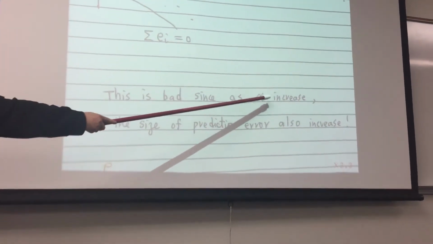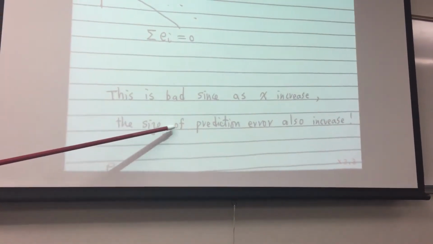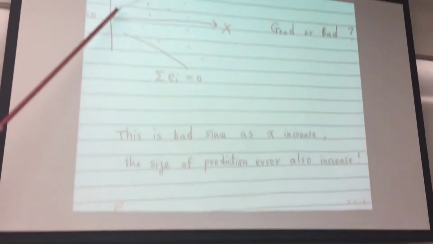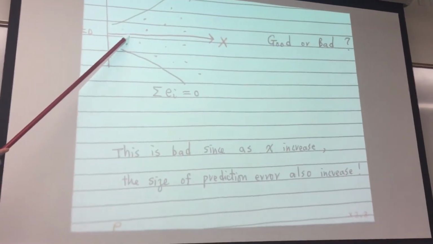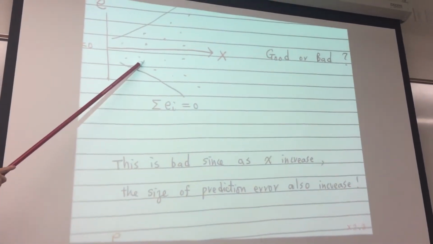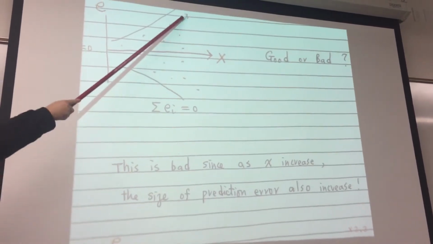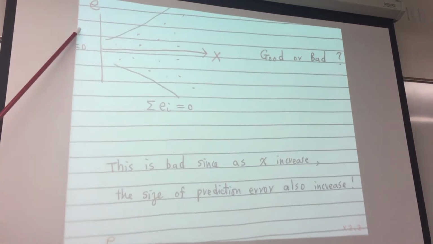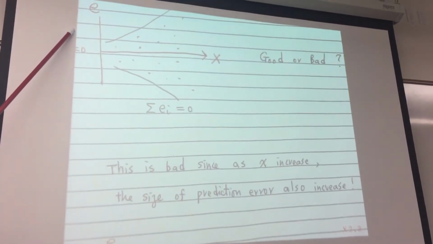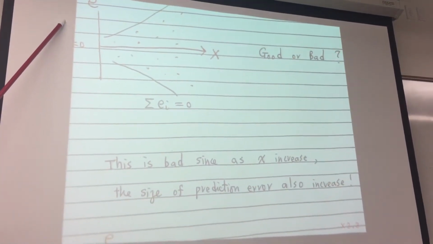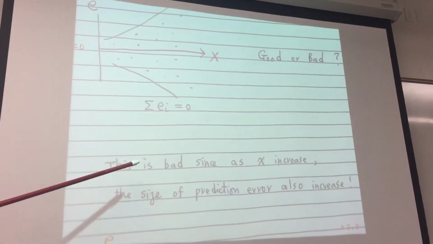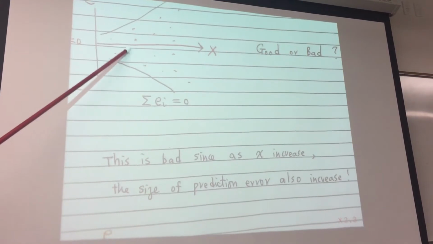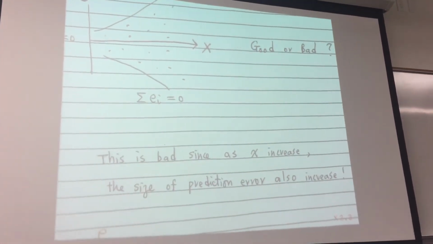Since as x increases, the size of the prediction error also increases. Is that okay? Look at here. When the x level is small, you expect to see smaller prediction error. When x is big, you expect to see big prediction error. This suggests the regression model can only be used when the x level is small. Is that okay? So this is bad for the prediction purpose. If you really want to use it, you can only use it when the x level is small. Okay? Let's try the other one.